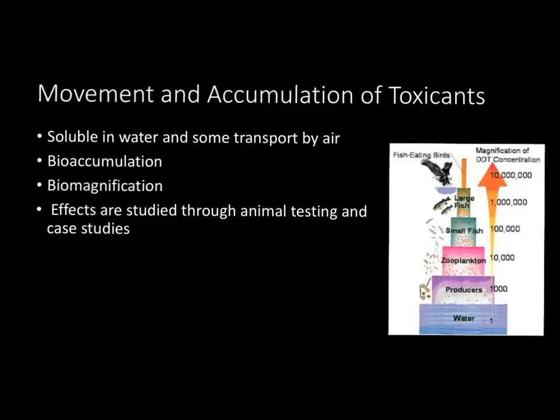Say a toxin starts in water. From there, it moves on to producers like plants. Then it moves on to zooplankton, then to small fish, then large fish, and eventually fish-eating birds. The problem is, if you look at DDT in this chart, DDT is going to move through the whole ecosystem, really destroying all the different levels of animals and consumers. Also, effects are studied through animal testing and case studies, mostly for toxins, because that's how you can really see how things have an effect.